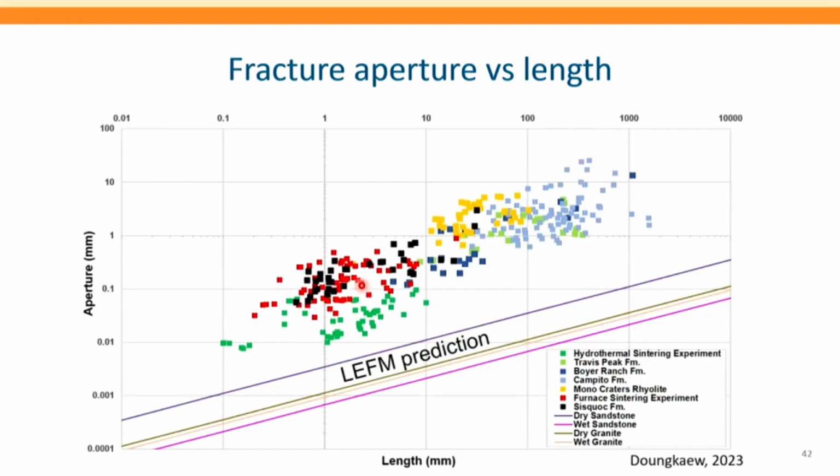So that's a summary plot that Mint created for her lab samples, but it also has the Campido formation here, and then some other outcrop samples and lab samples we had. Travis Peak, I showed that already. The Boya is that geothermal, epithermal deposit. Monocratus is that rhyolite I showed in the beginning. They uniformly plot above that line, so no surprise here, but also the lab samples, right? The lab samples from the muffle furnace are red, and the hydrothermal sintering is dark green. They're here, so they're a little bit less open than that.